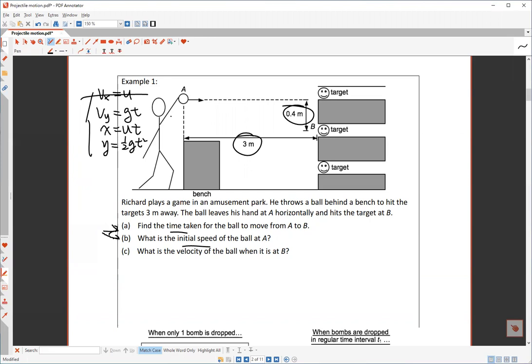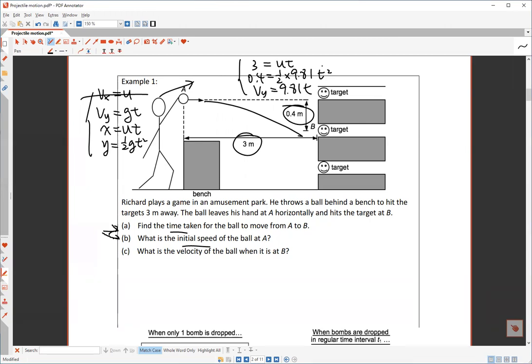So I just substitute what I know. I know x and y: x equals 3 and y equals 0.4. You know the value of g, that's 9.81. You can't substitute it as 10. Just remember it.